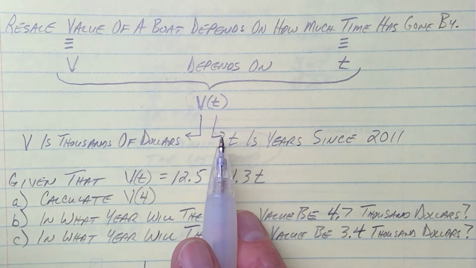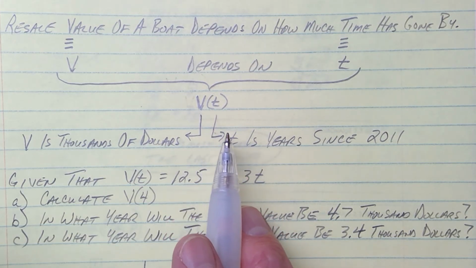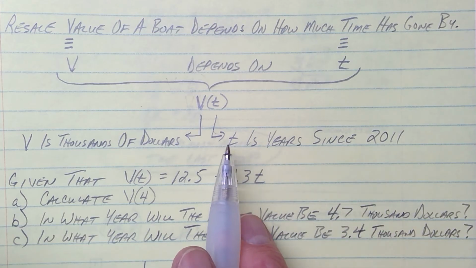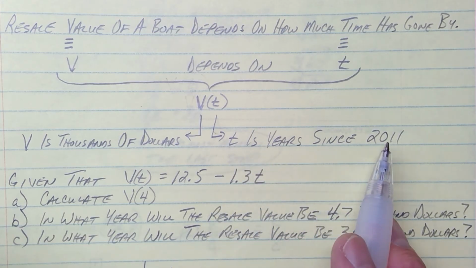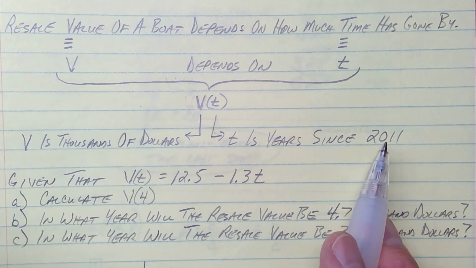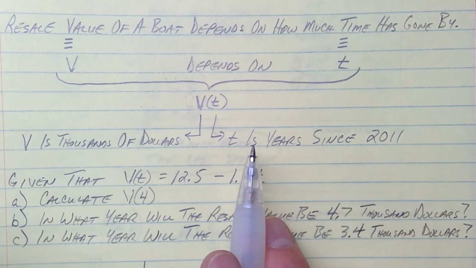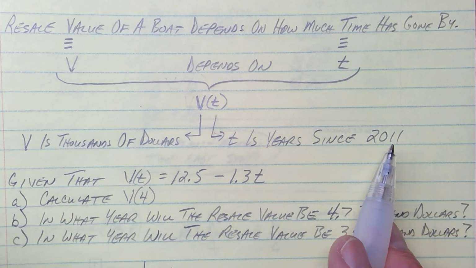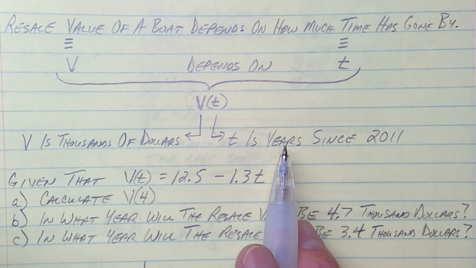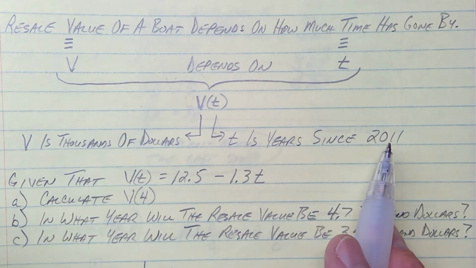And T, sometimes T is the number of years that have gone by, sometimes T is the actual year. In this case, they said let T be the years since 2011. So it sounds like this guy bought this boat in 2011, and we're trying to calculate what it's worth as time goes by since 2011. All right, so our X value is actually going to be the number of years since 2011.